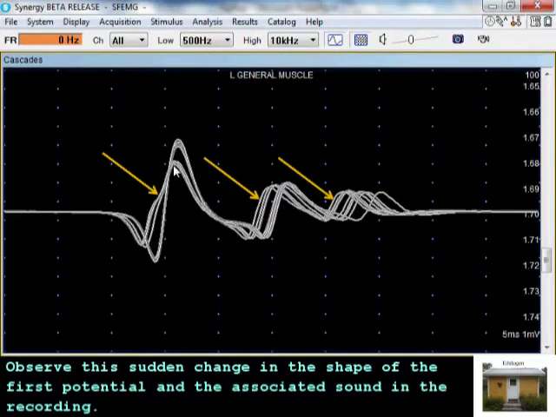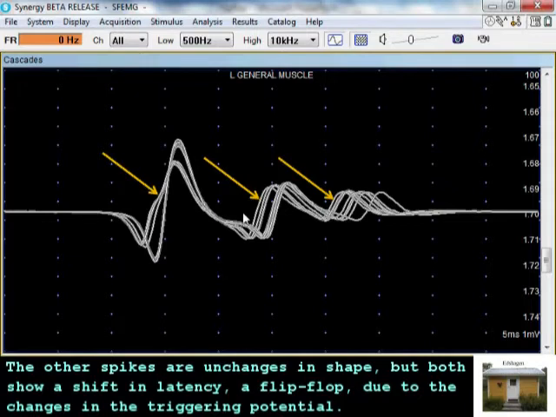Observe this sudden change in the shape of the first potential and the associated sound in the recording. The other spikes are unchanged in shape, but both show a shift in latency, a flip-flop, due to the changes in the triggering potential.